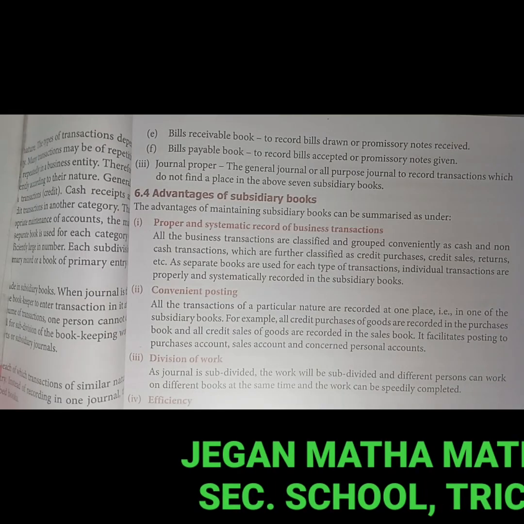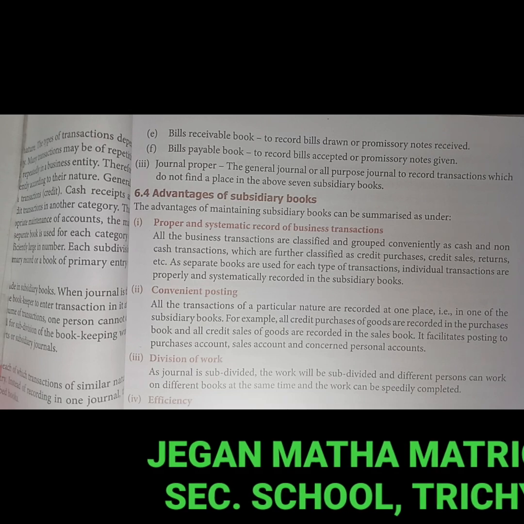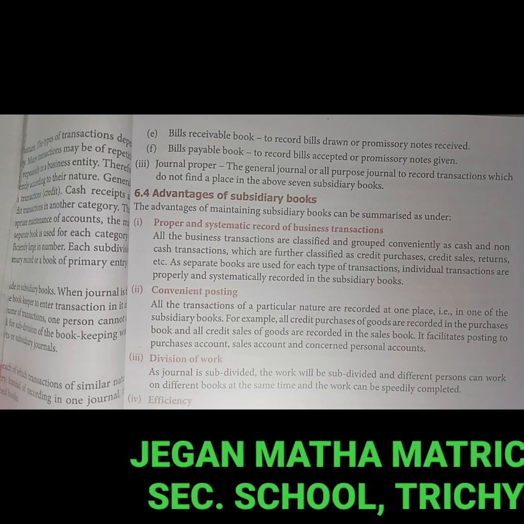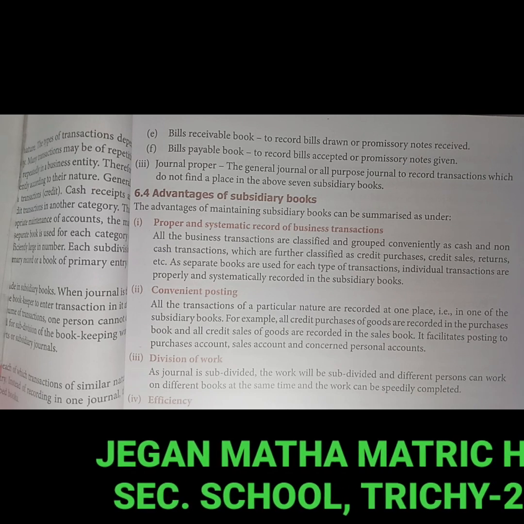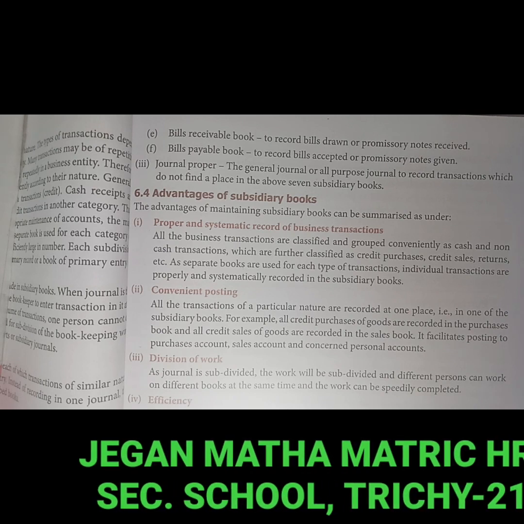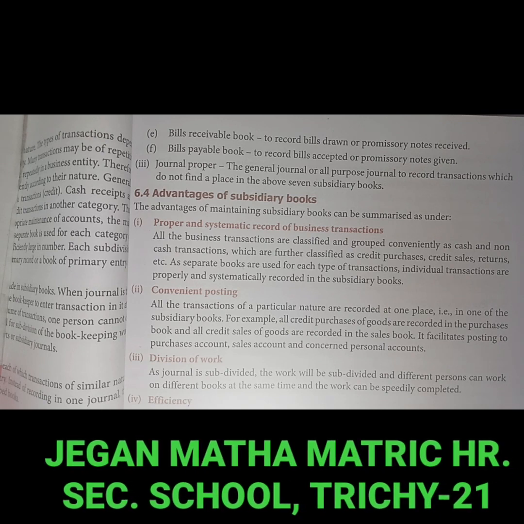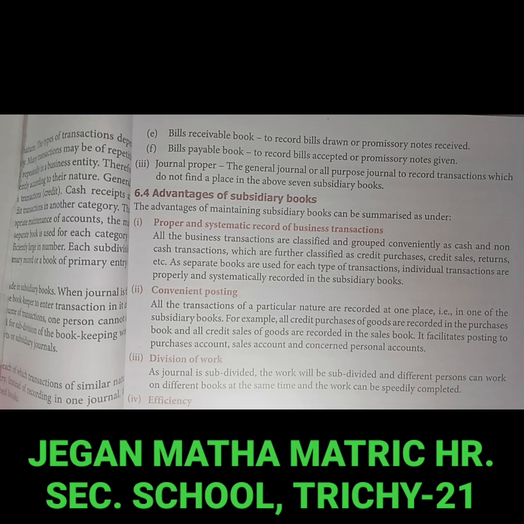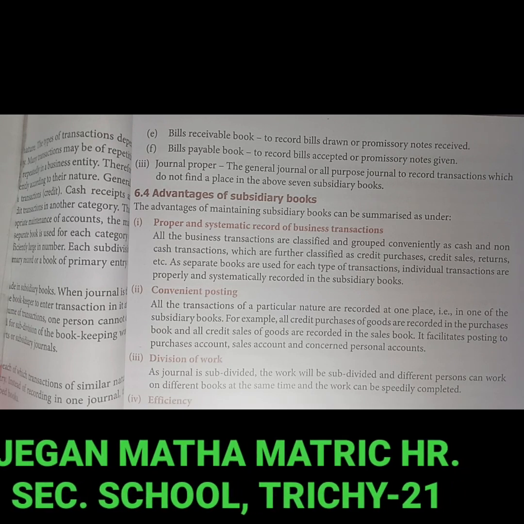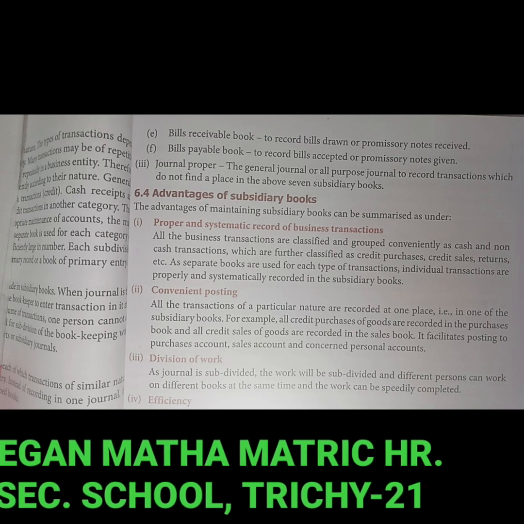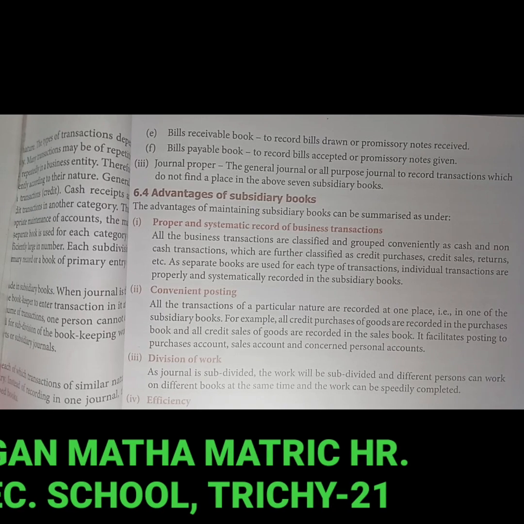Next, the bills receivable book records the bills drawn or promissory notes received. The next one, the bills payable book, records bills accepted or promissory notes given. Finally, the journal proper. What is a journal proper? It is the all-purpose journal to record the transactions which do not find a place in the above subsidiary books. Those transactions are recorded in the journal proper. So these are the types of subsidiary books.